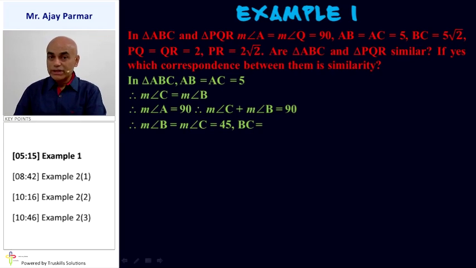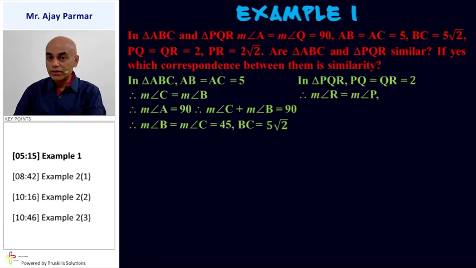We are also given that BC is equal to 5 root 2. In the same way, we can write down all the data of triangle PQR. We are given that PQ is equal to QR is equal to 2. And we are also given measure angle R is equal to measure angle P. And measure angle Q is given to be 90.